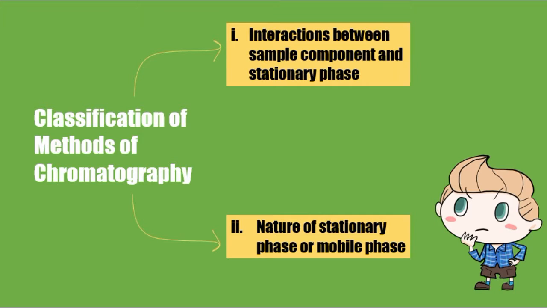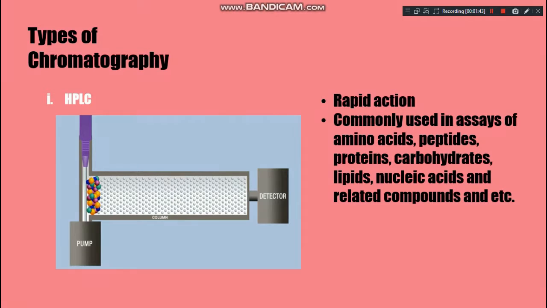Methods of chromatography can be classified in two ways. The first one is based on the interaction between the sample component and the stationary phase. The second one is based on the nature of the stationary phase or mobile phase. Next, I'll be explaining two common applications of chromatography, which are high performance liquid chromatography, HPLC, and gas chromatography, GC.